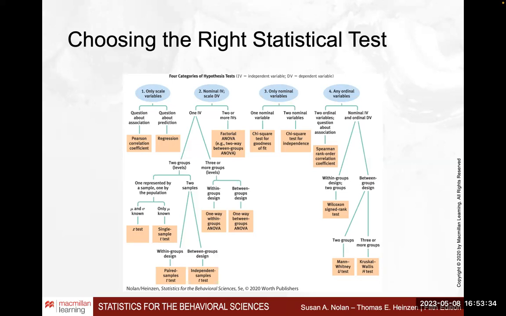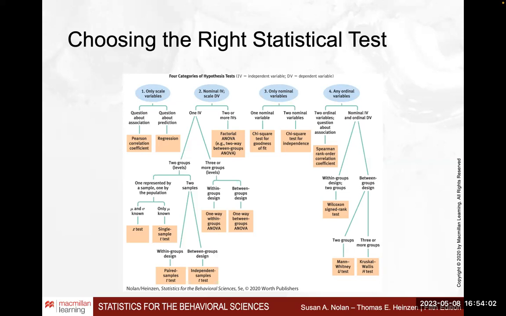So there are 4 different categories. You have only scale variables. You have a nominal independent variable and a scale dependent variable. You have only nominal variables, or you have only ordinal variables, which we didn't do. So this is actually to be seen detached, but it's part of the chapter. So know the answer and know where to find it.